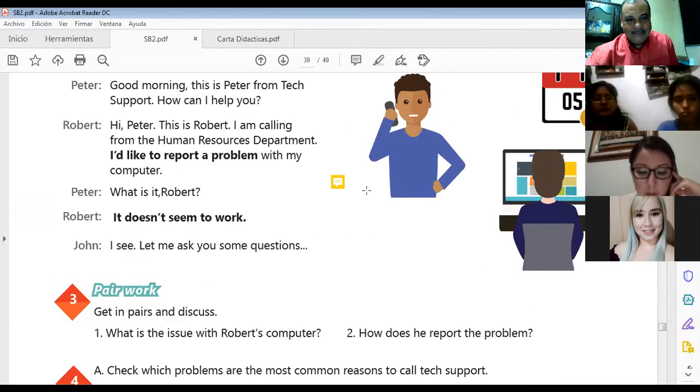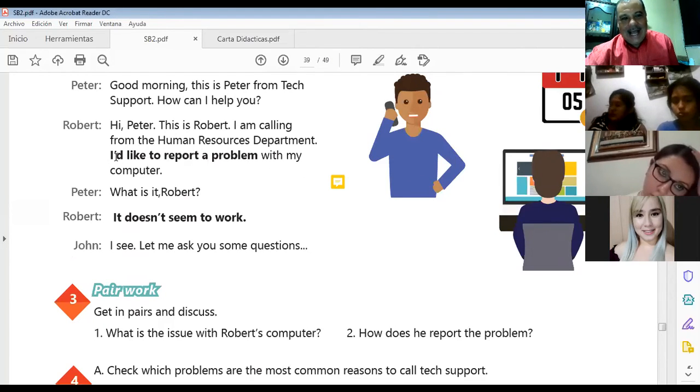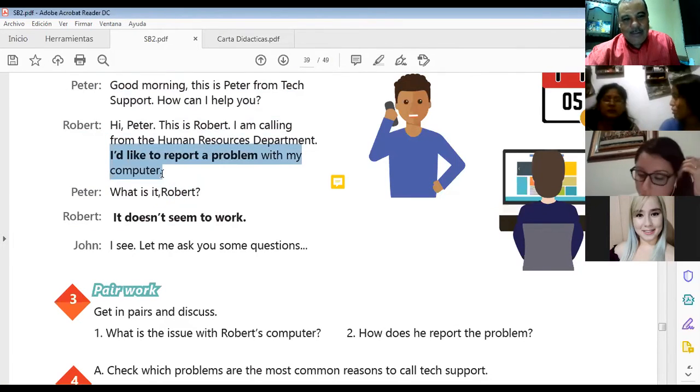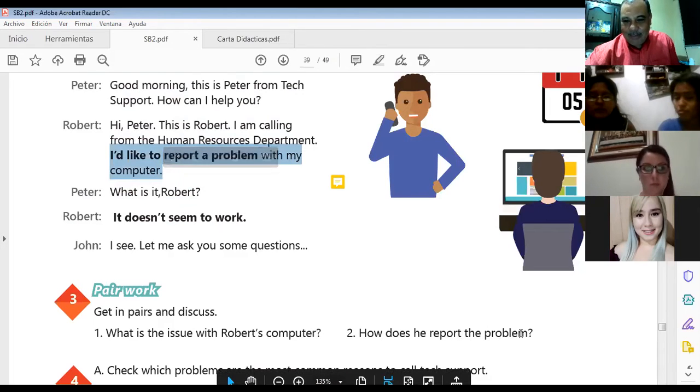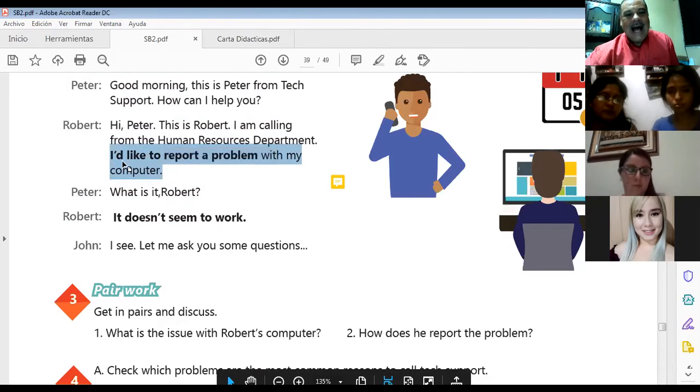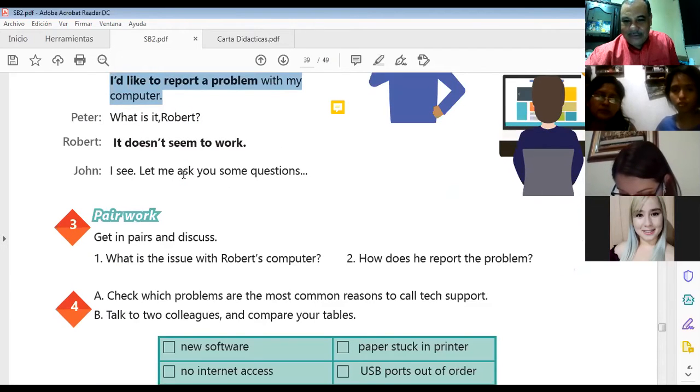Number two, how does he report the problem? He's Robert. He says, I'd like to report a problem with my computer. How does he report the problem? He says, I'd like to report a problem with my computer.